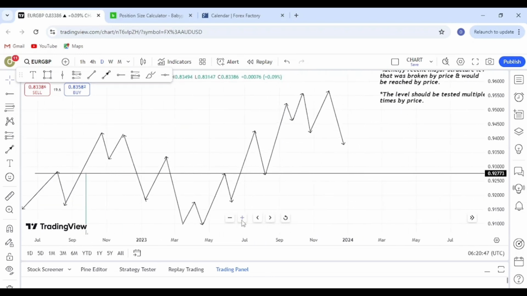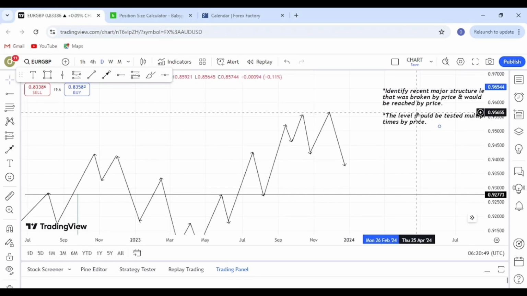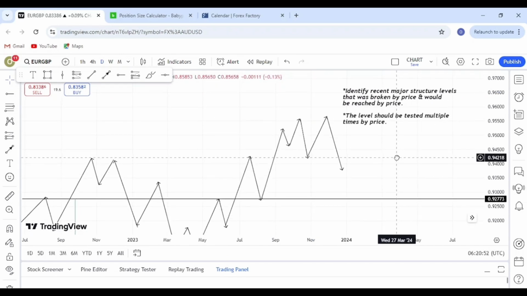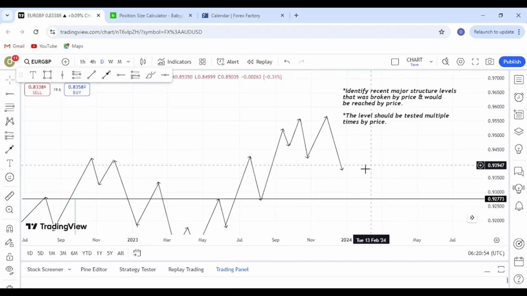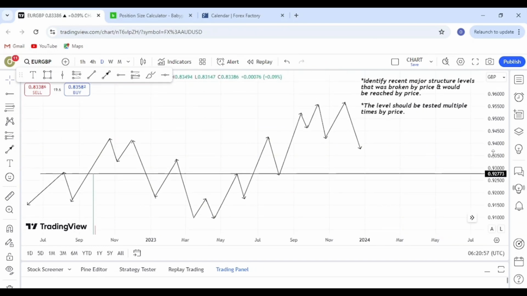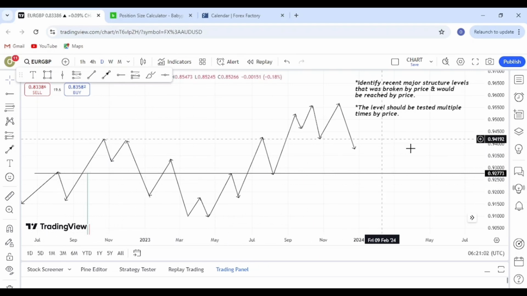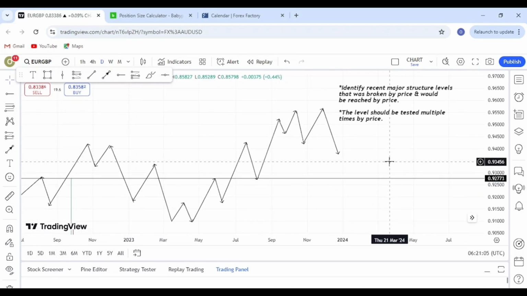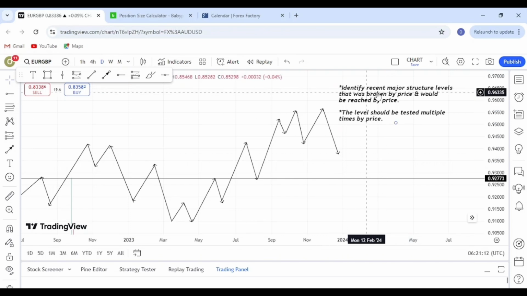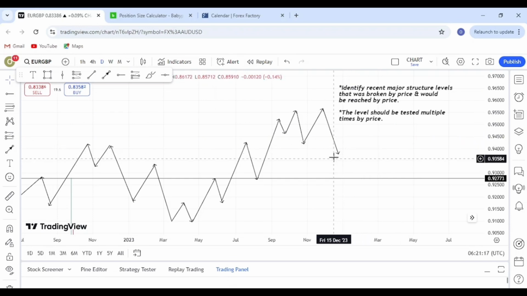In these rules, one of the rules here is identifying major structure levels, right? Looking at my small representation of the chart here, how do we identify major structure levels? Major structure levels are those levels that have pushed price massively. I wrote: identify the major structure levels that were broken by price and that would be reached by price. And those levels should have been tested multiple times by price.